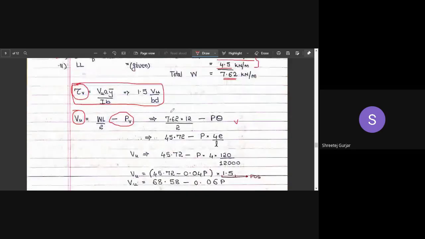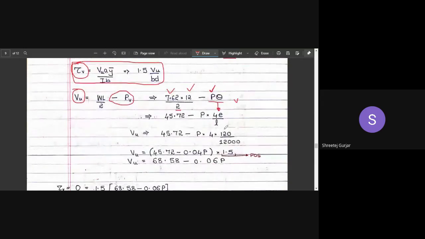We have substituted W, which we calculated here, W into L divided by 2, and P theta we will keep as it is because P here is unknown. Theta we can calculate as 4E by L. E is 120, and L is 12,000, which is 12 meters, the length of the beam. So 120 by 12,000 becomes 0.04 P. So 45.72 minus 0.04 P.